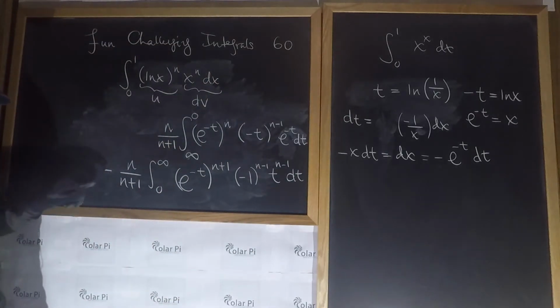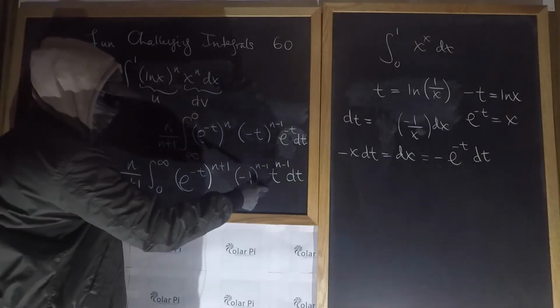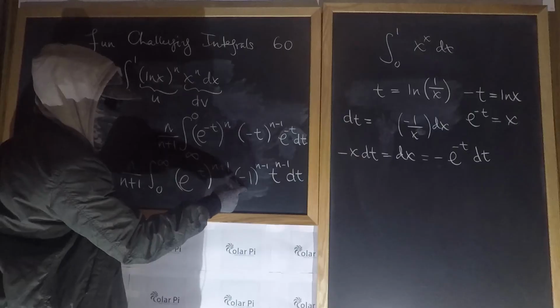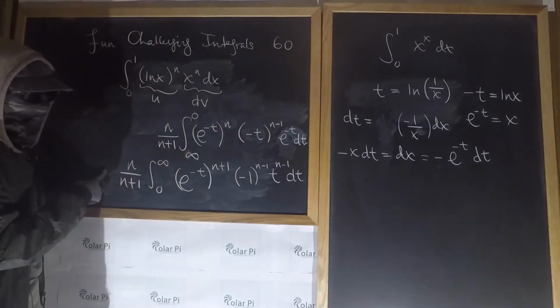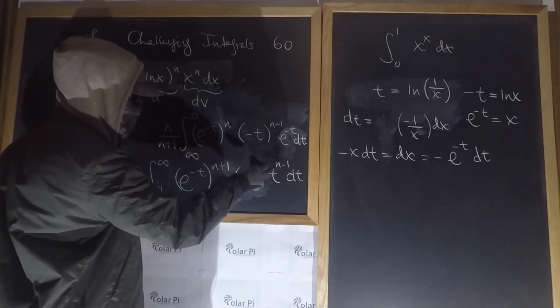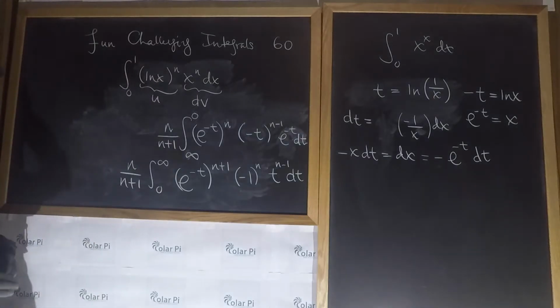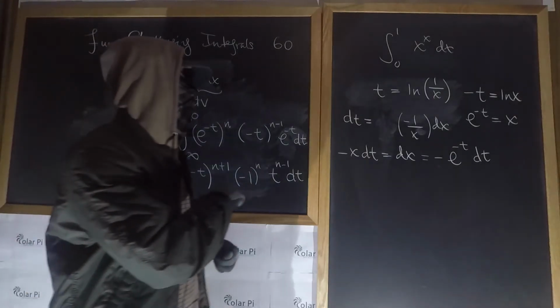Alright, now this minus sign right here, that's really negative 1. So I can incorporate them here. I have negative 1 to the power n minus 1. So if I multiply by negative 1, I can write negative 1 to the power n. Yeah? Okay, cool.